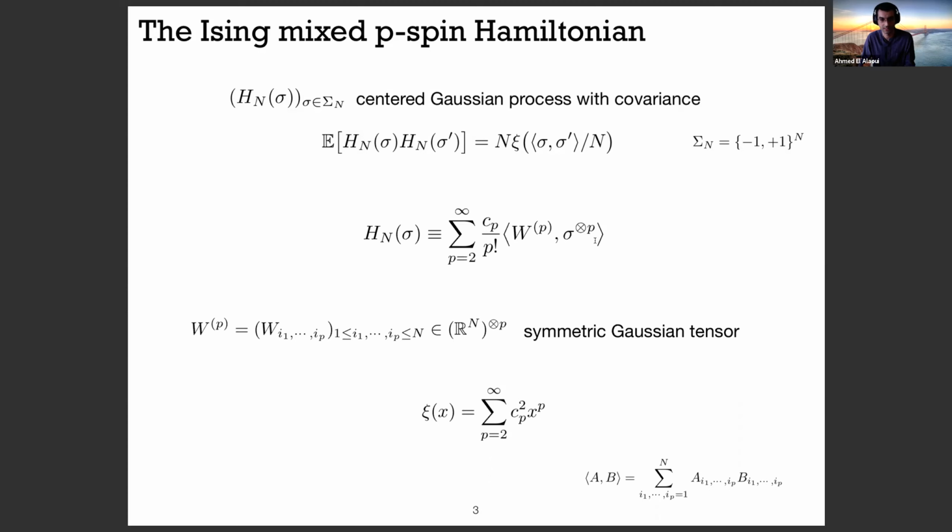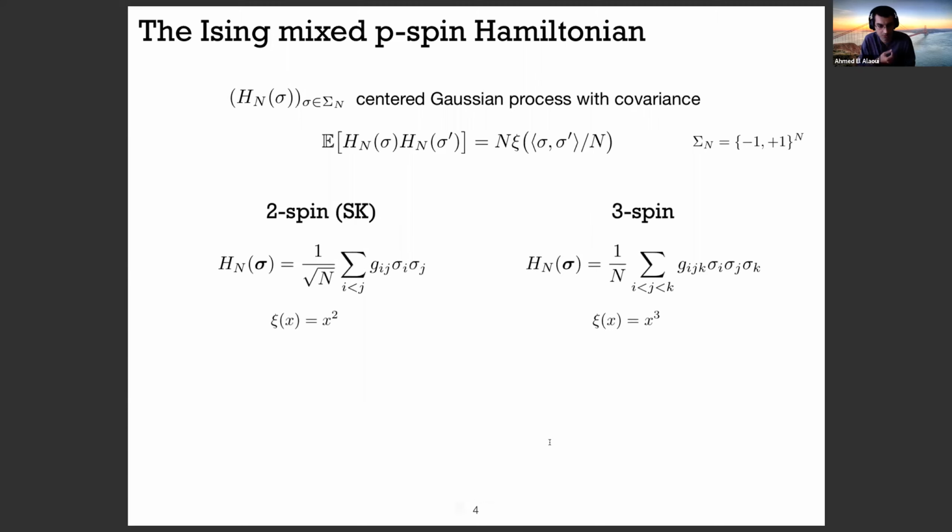Here you have a series of sums of inner products between tensors of order p, and the coefficients, the W's, are random and Gaussian. So W is a symmetric Gaussian tensor, and these c_p are just coefficients that define the model. If you try to compute the covariance, you can define it alternatively by letting Xi be the power series corresponding to the coefficients c_p.